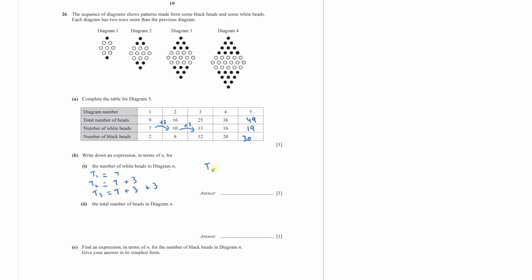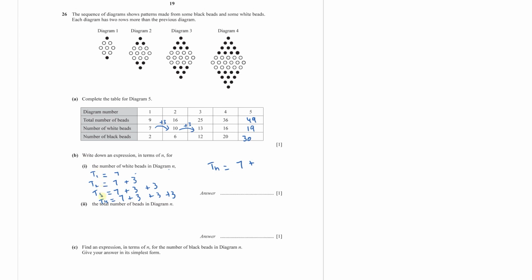So your T4 here would be 7 plus, let me write it here actually. T4 would be 7 plus 3 plus 3 plus another 3. So you keep adding 3 to get the next term. Now to find the sequence, if you look at this, your Tn would be something like 7, and then you are adding a multiple of 3. Now what's the multiple of 3?